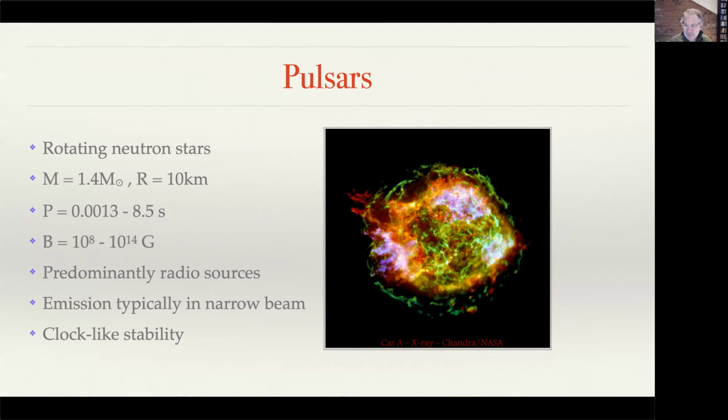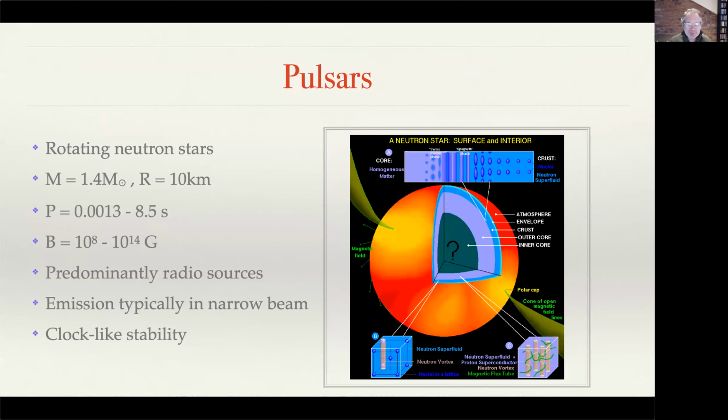They mainly emit at radio wavelengths, but they are detected across the entire electromagnetic spectrum. So they are detected as optical sources, radio sources, gamma rays, X-rays, and even all the way up into tera-electron volts. So they are very energetic sources.